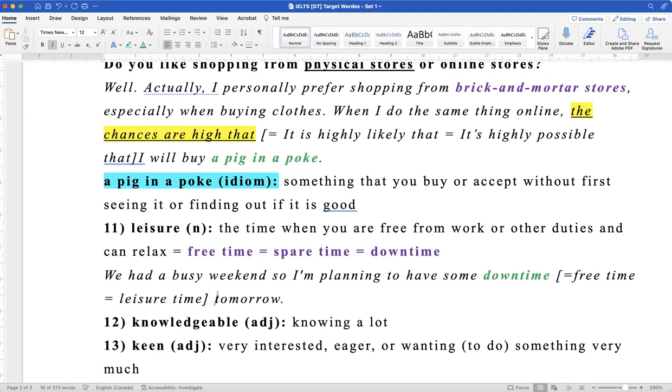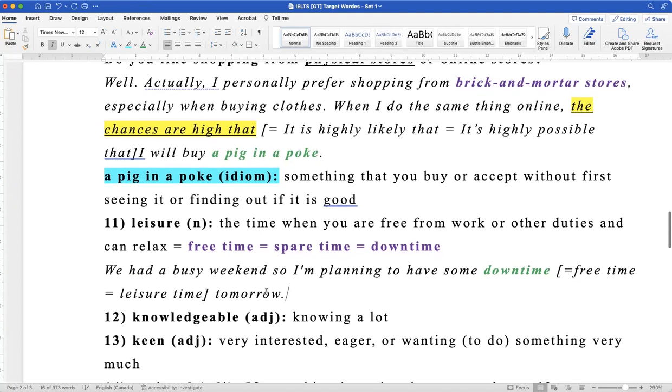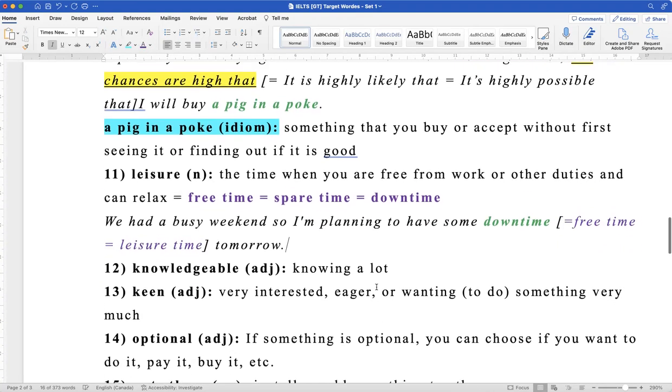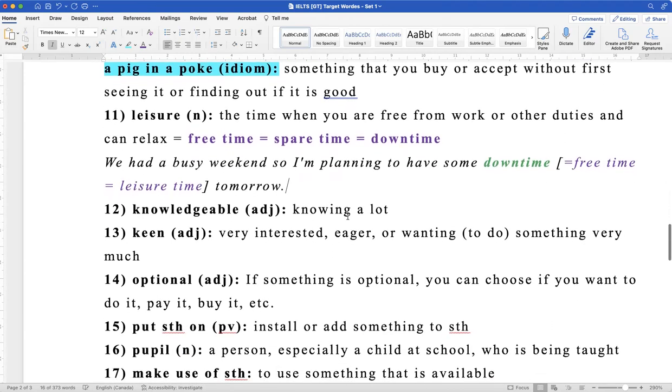This word can be pronounced in two different ways: leisure, or leisure. They are both correct. So that's it. I hope it is clear. If not, you can let me know. A knowledgeable person is like a person who is well educated, who knows a lot about a specific field.